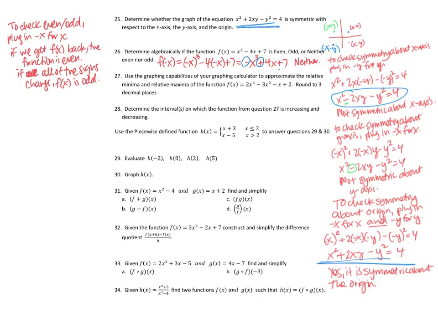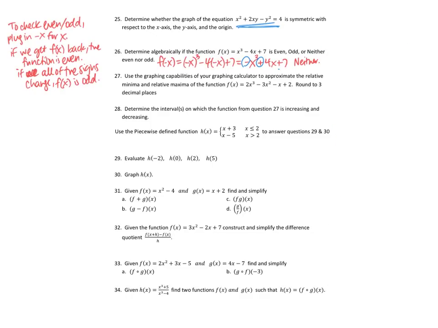Then it says, use the graphing capabilities of your calculator to approximate the relative minima and relative maxima of that function and round to 3 decimal places. So if I sketch a graph of this function once I plug it into my calculator, it looks something like this.